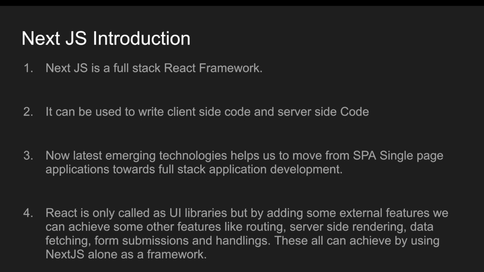And also we'll talk about React and how it differs from Next.js. So React is only called a UI library, but by adding some extra features, we can achieve other features like routing, server-side rendering, data fetching, form submission, and handling. For example, if you want to go with routing, you have to use React DOM routing, and you have to use some external library for server-side rendering. For data fetching, we will use Axios or fetch, and for form submission, we can use Formik, and we can use the latest hook library called useForm. So like this, we will be using different types of external libraries to achieve a complete development on React.